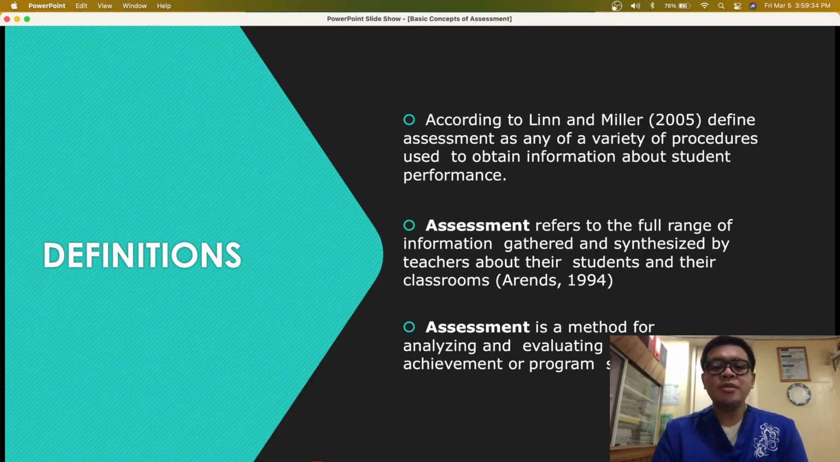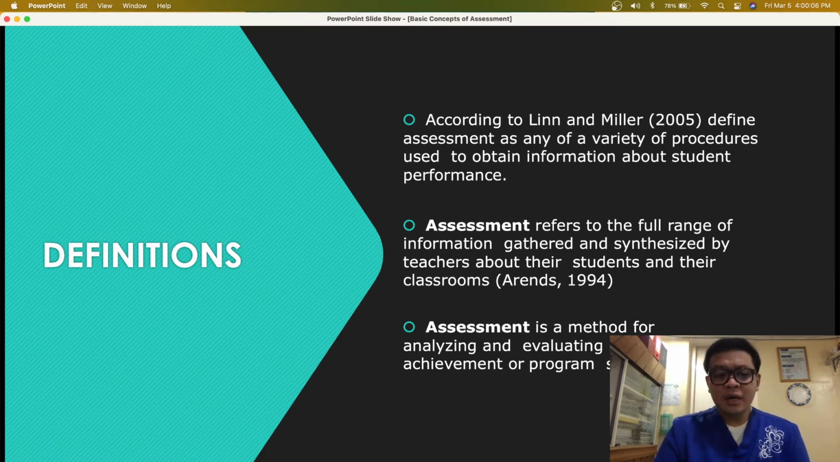So, definitions. According to Lin and Miller of 2005, they defined assessment as a variety of procedures used to obtain information about student performance. An assessment refers to the full range of information gathered and synthesized by teachers about their students and their classroom. That's according to Airasian of 1994. And assessment is a method for analyzing and evaluating student achievement or program success.